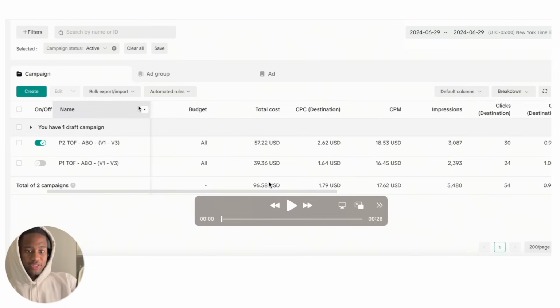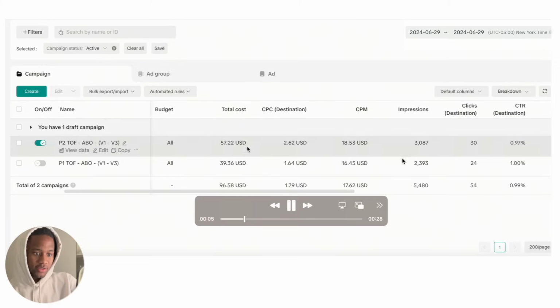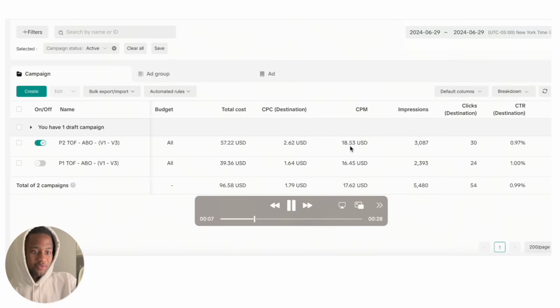And this is what the campaign looked like, right? As you guys can see, product 2, top of funnel, ABO, videos 1 to 3. And this is what the campaign acted like. It was absolute garbage, okay? $50 in total cost. Our cost per click was $2.62. Our CPM was $18.53. Garbage. Look at our clicks. Look at our click-through rate, 0.97. So just not good, right? Nothing here is saying good.